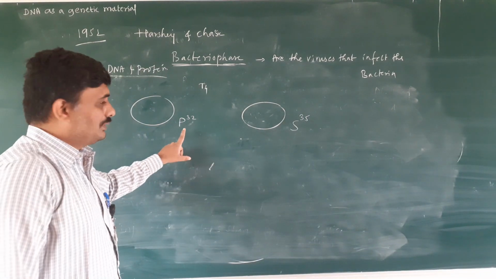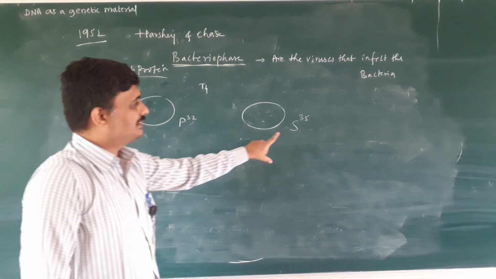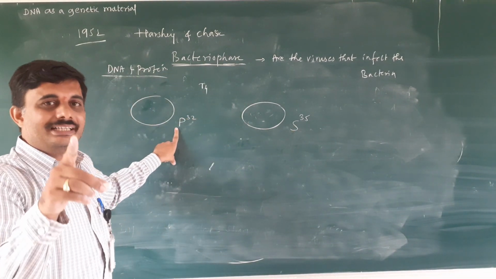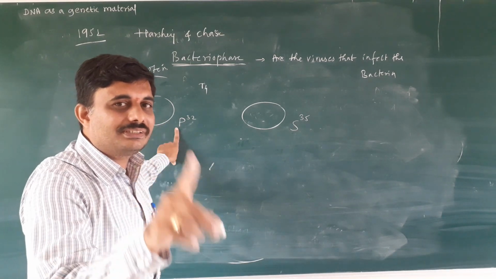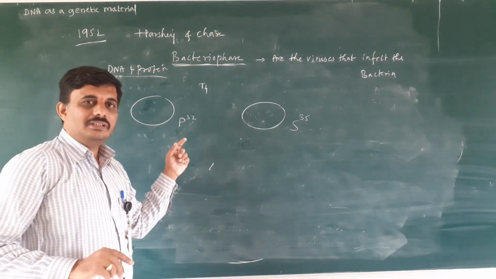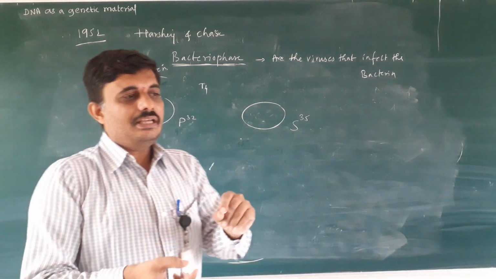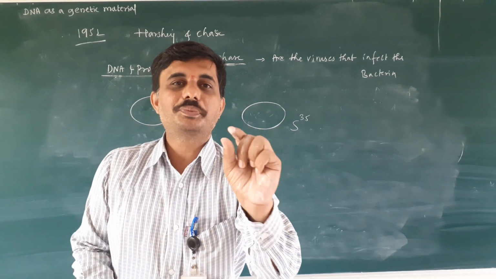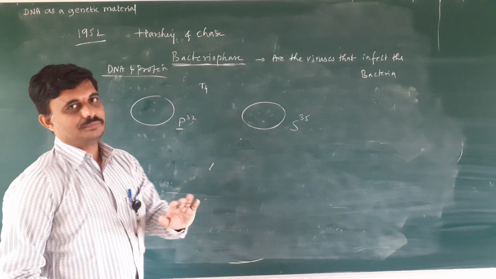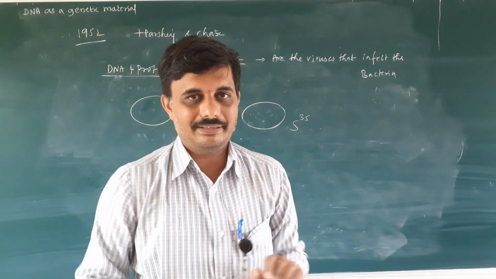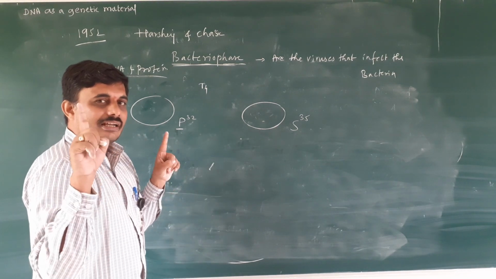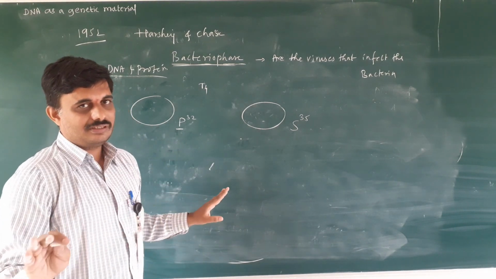Why did they use phosphorus 32 and sulfur 35? Because phosphorus is present in the DNA but not in the proteins. Phosphorus is part of the DNA backbone, the sugar phosphate backbone. So the DNA consists of phosphorus, but sulfur is not present in DNA. They use phosphorus because DNA contains phosphorus but not sulfur.